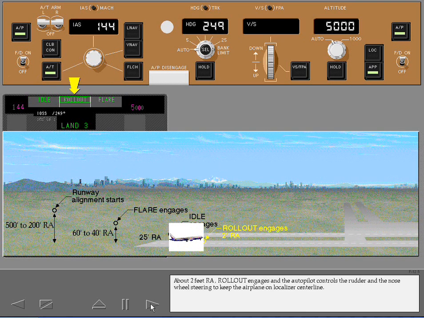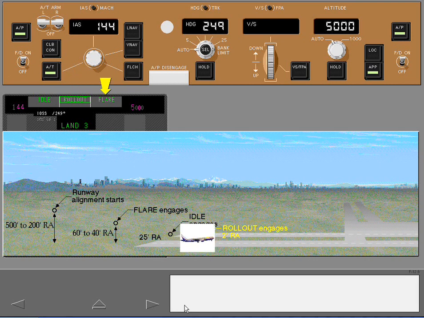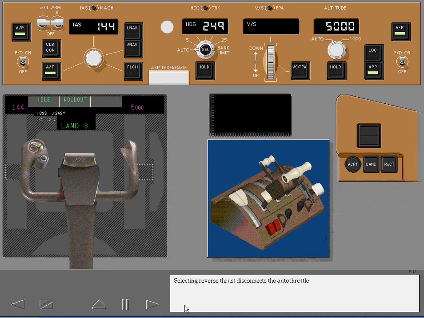About 2 feet radio altitude, rollout engages and the autopilot controls the rudder and the nose wheel steering to keep the airplane on localizer centerline. Selecting reverse thrust disconnects the autothrottle. When disconnected this way, the ICAS message does not display and the caution light does not illuminate.